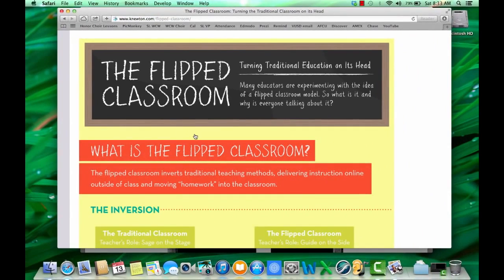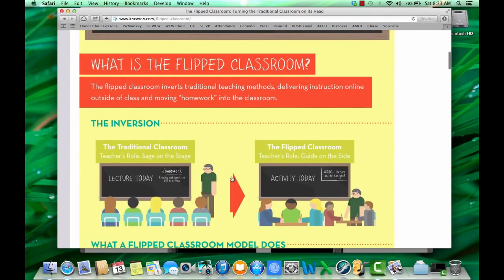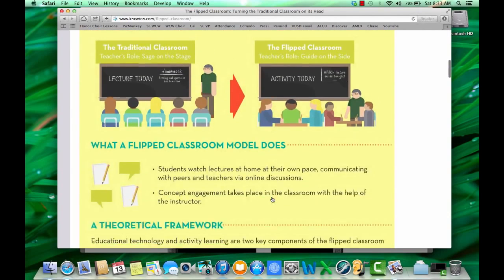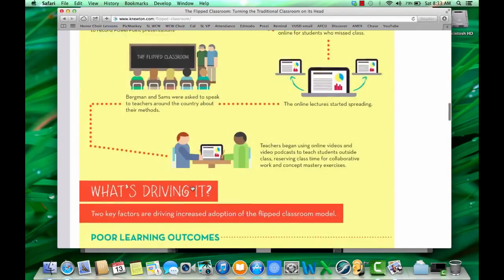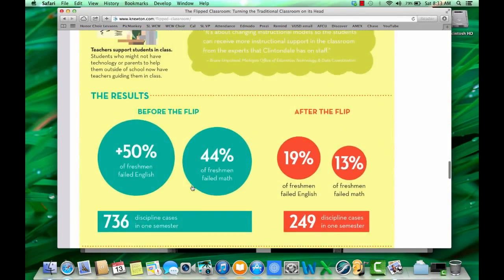For those that don't know what a flipped classroom is, here's an infographic that talks about that. We deliver instruction online outside of class and move homework into the classroom. So instead of the traditional classroom with a lecture, we start out with activities in my classroom that are in groups with a teacher-guided discussion.